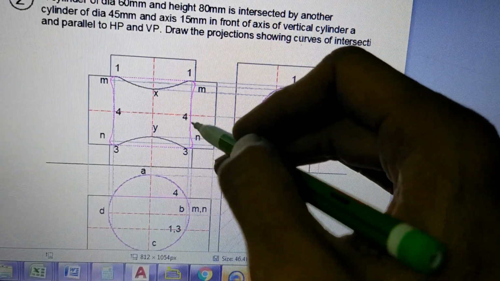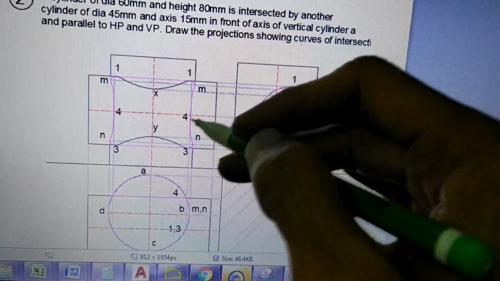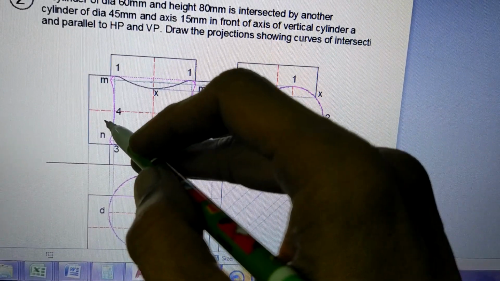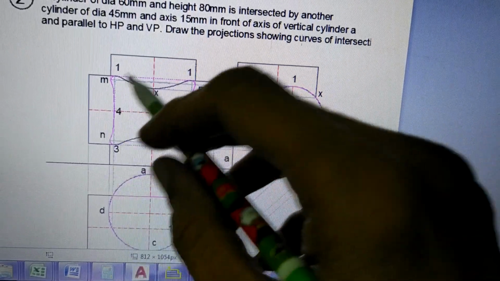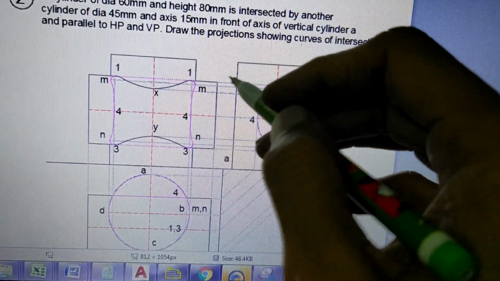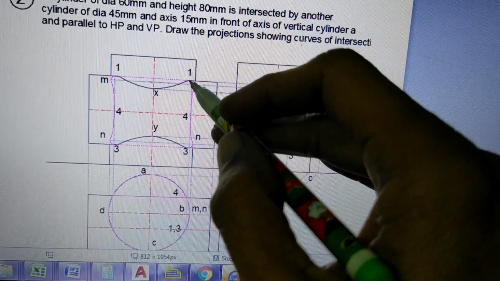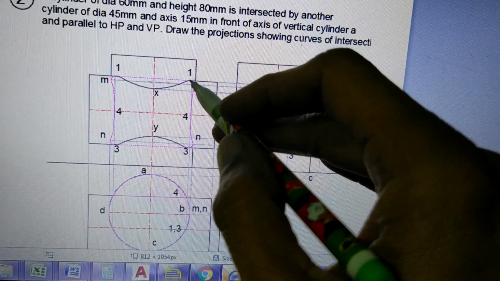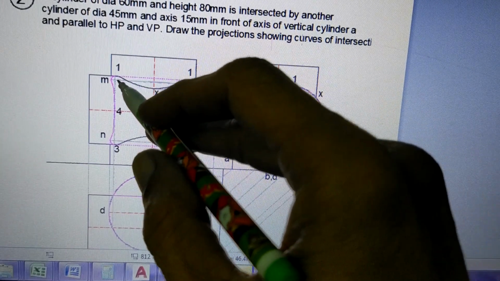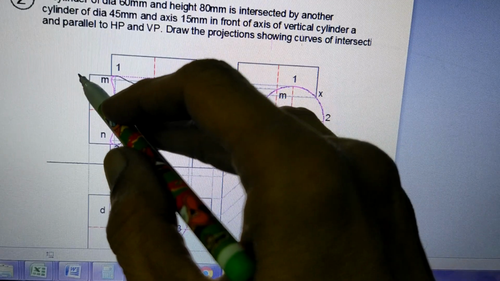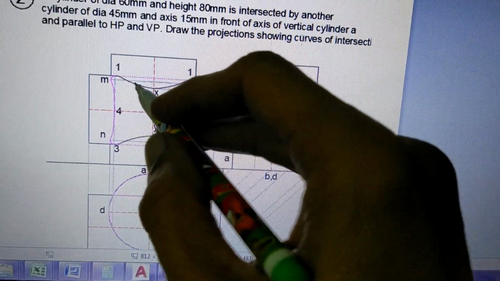X1, M4, N3, Y. And then symmetric, so everything on the other side same. So we have got all the points marked at this stage. Now this cylinder has come, it has touched the vertical cylinder first time over here. Then the cylinder has gone inside and then it has come out from here. In between, this much part is outside.